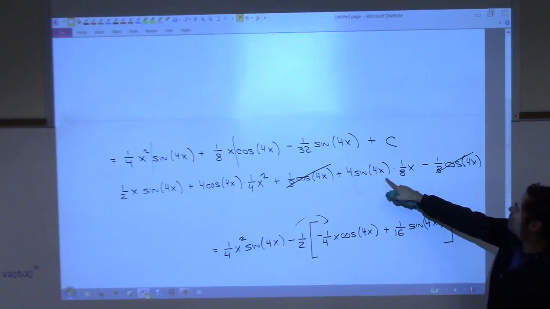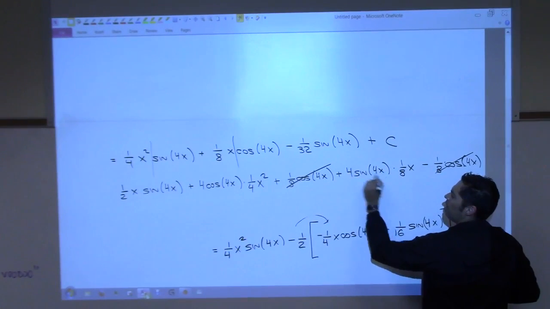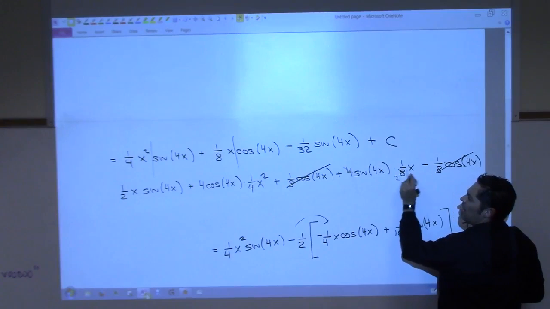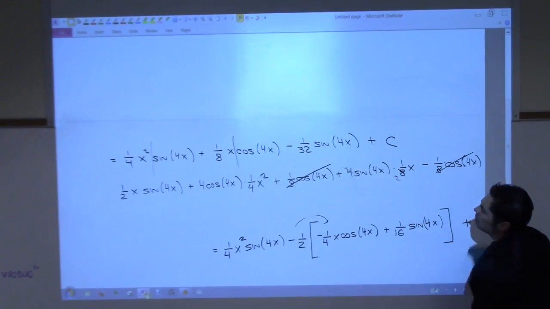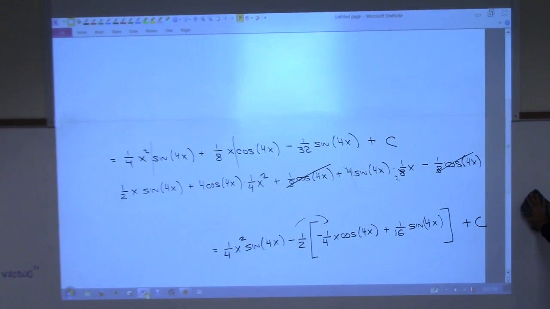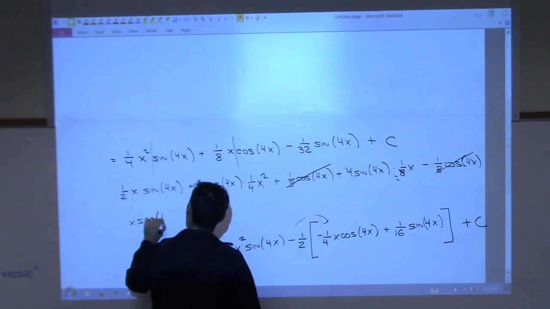Did I forget my x here? No, this right here, look at this. 4 over 8 is what? 1/2? So isn't this x sine 4x? Half, right? So the 1/2 stands? You have two 1/2s, so you go together and it becomes 1 x sine 4x. Uh-oh. x sine 4x.